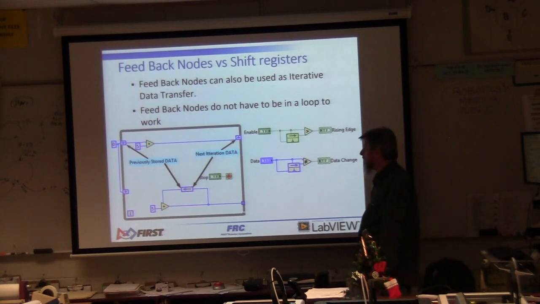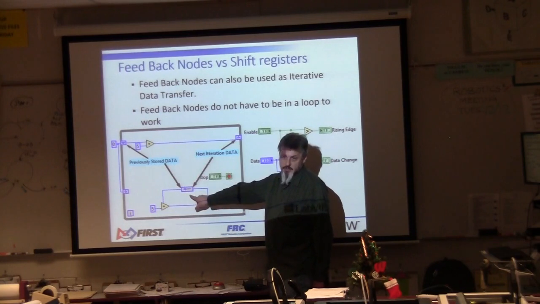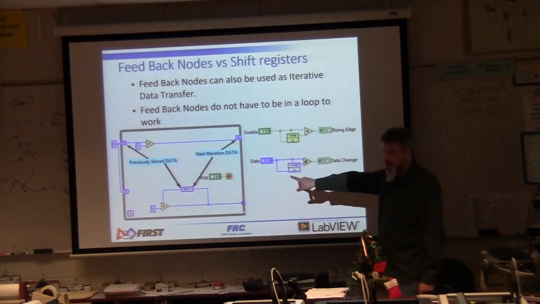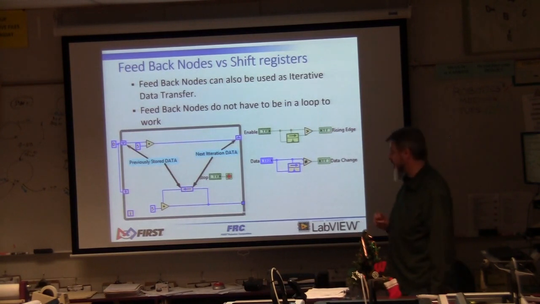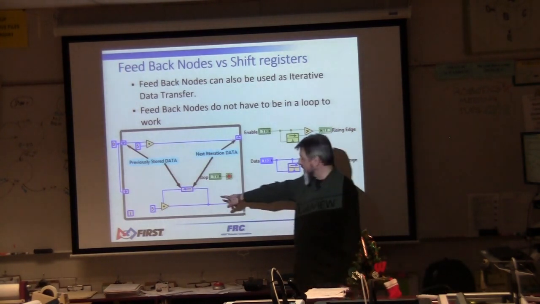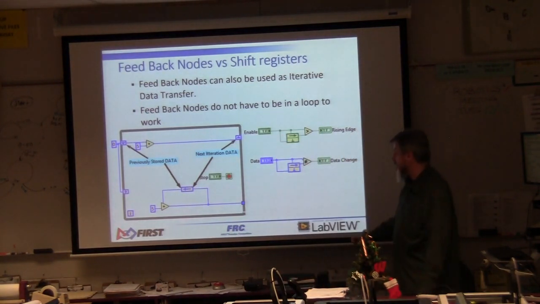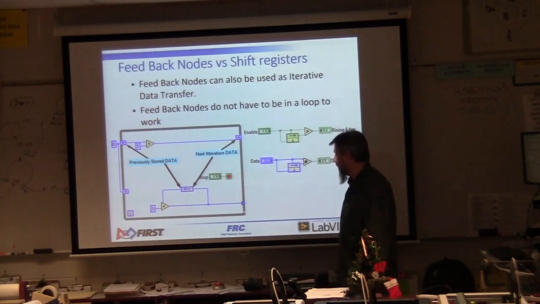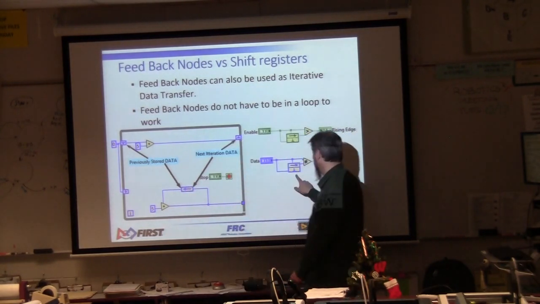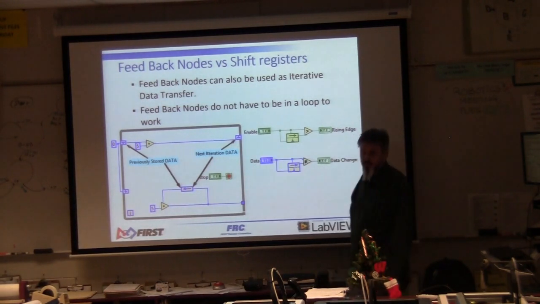So another thing you might see is an item that looks like this. This is kind of like a standalone shift register that can sit anywhere on a block diagram. It's called a feedback node. But all it is is a shift register that is standalone. So you can use this iterative data transfer standalone like this and like this without needing to be inside of a loop.